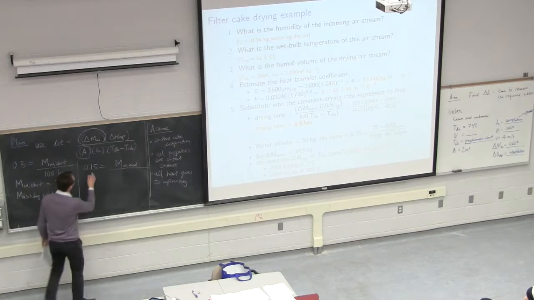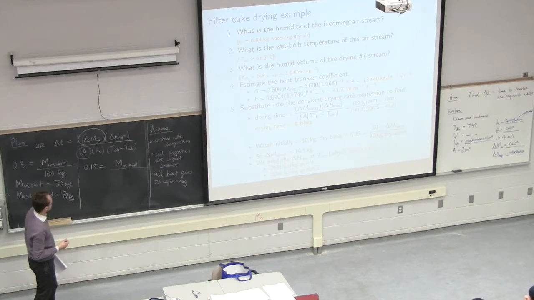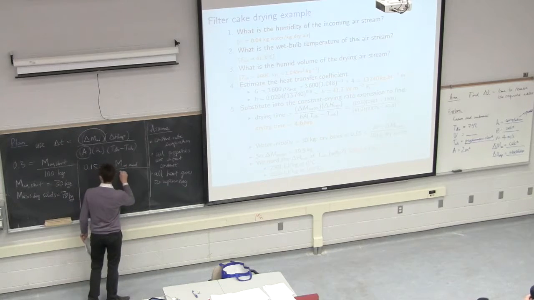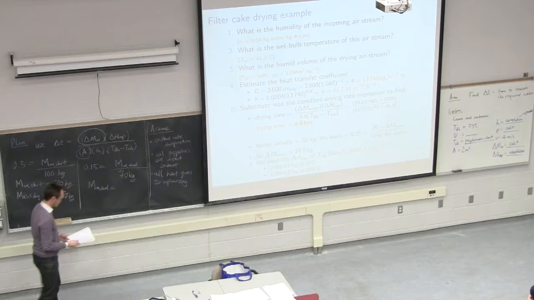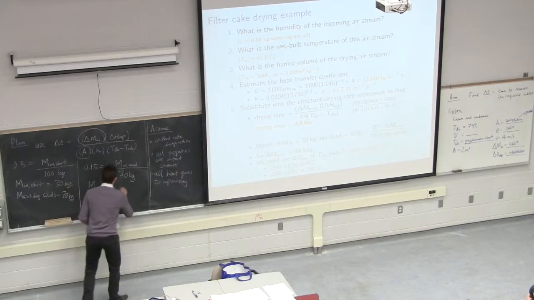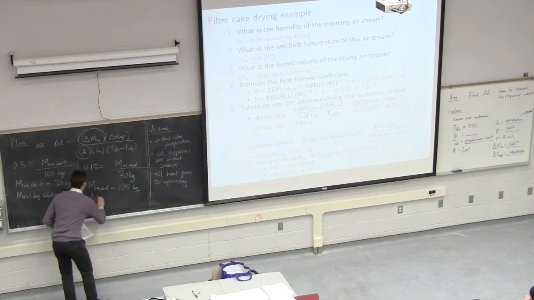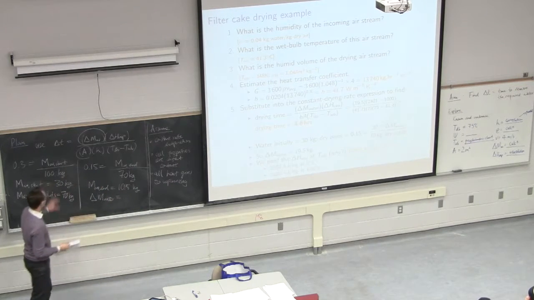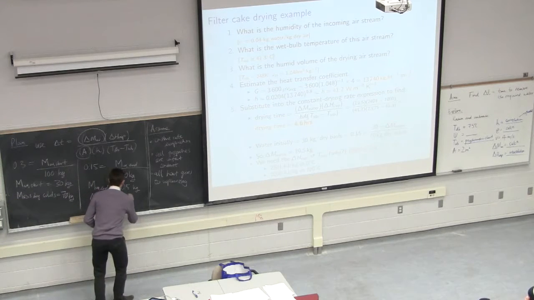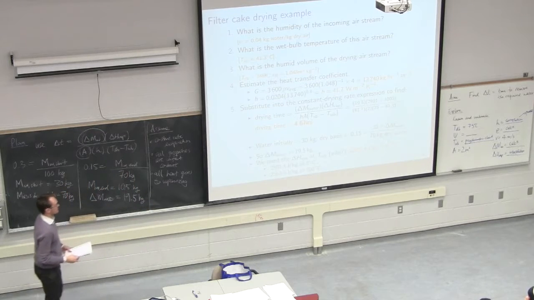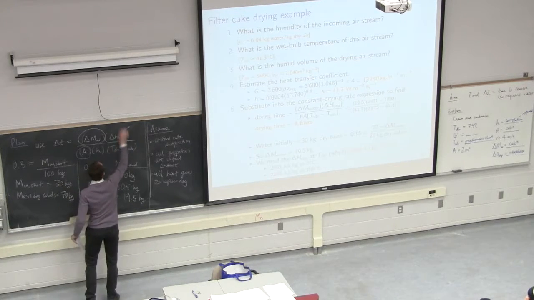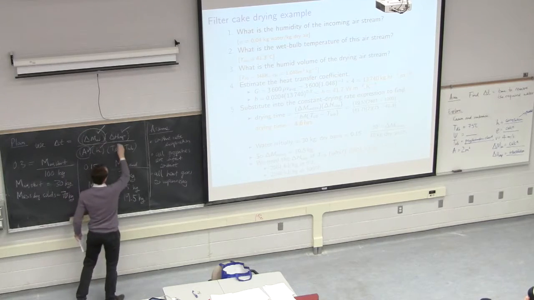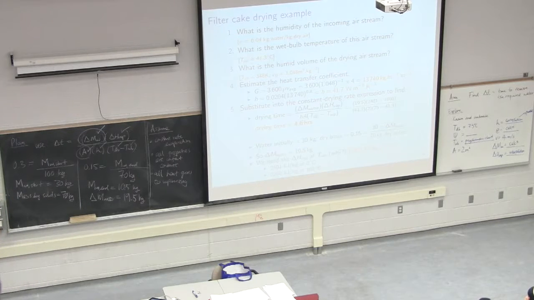At the end, we need to end up with 0.15 on a dry basis. The dry basis definition is mass of moisture over mass of dry solids. So that implies that the mass of water at the end is equal to 10.5 kilograms, which then implies that the mass of water that you've evaporated is the difference there. We started off with 30 kilograms of water, we end off with 10.5, so 19.5 kilograms of water is going to be evaporated. Heat of vaporization we get from an interpolation. A, we know we're given. H, we can calculate. The dry bulb and the wet bulb temperature we can calculate. And so we're set.